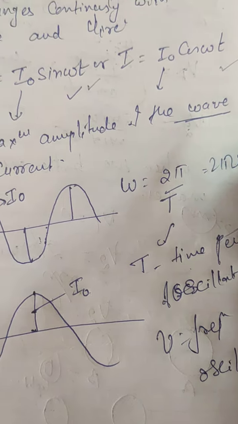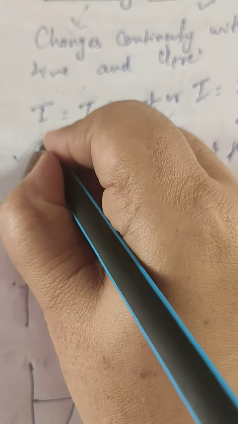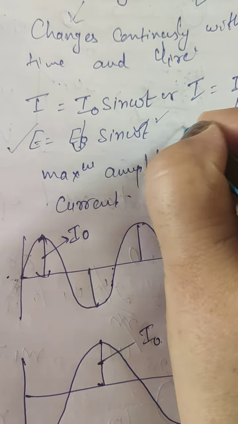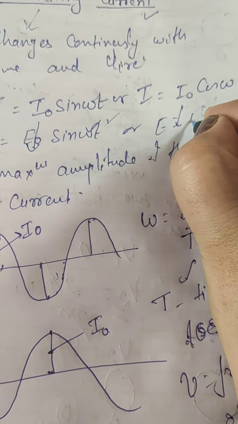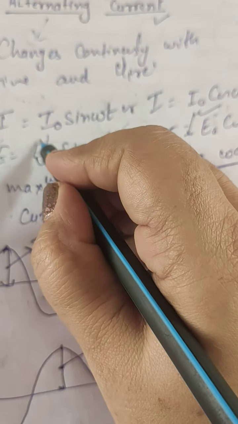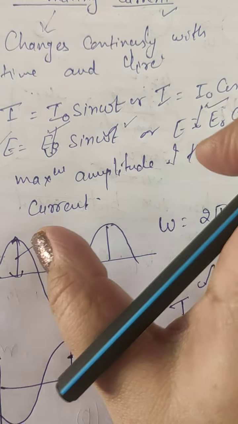Similarly, we can write the equation for EMF as E is equal to E naught sine of omega t, or E is equal to E naught cos of omega t, where E naught is the maximum amplitude of the EMF.